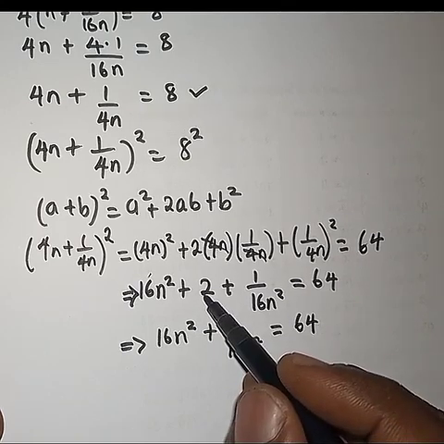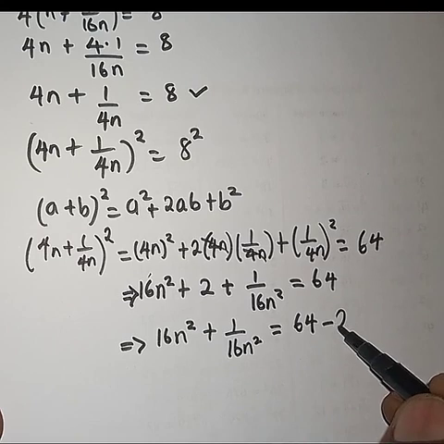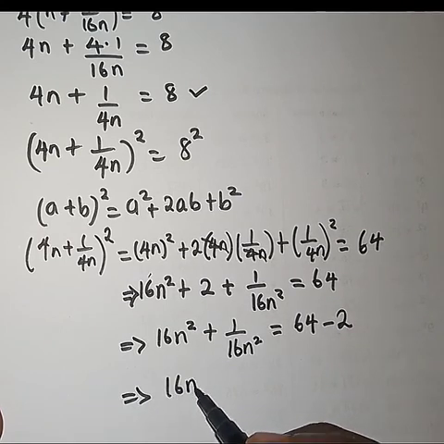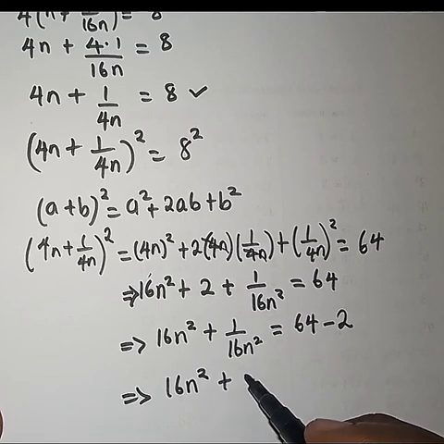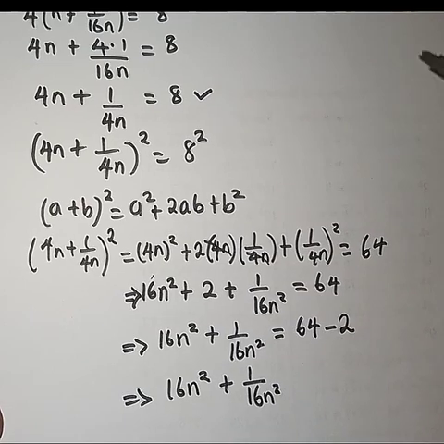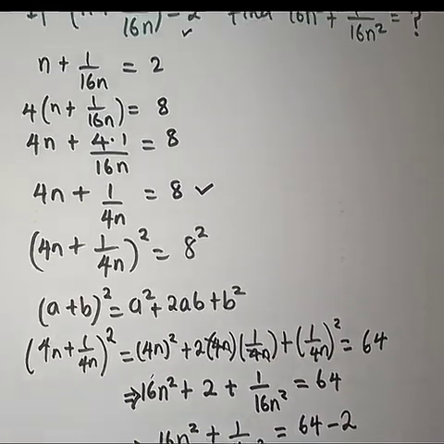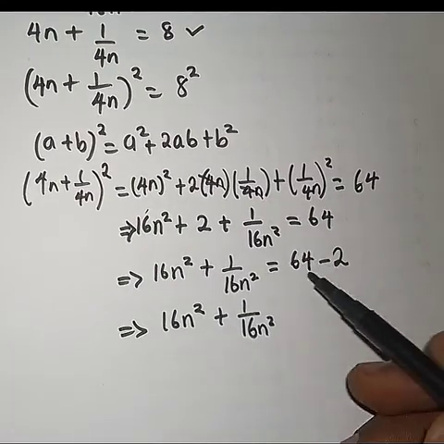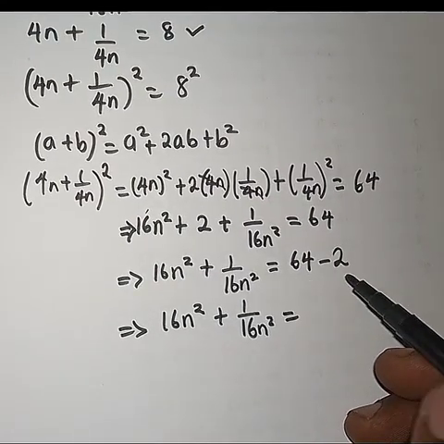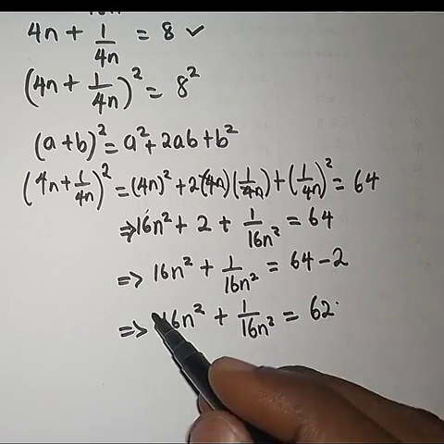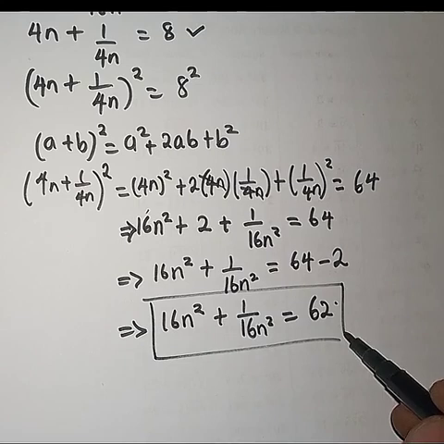Now try to transpose this 2 to the other side. We have minus 2, so we have 16n squared plus 1 over 16n squared. You can see that is what we are actually looking for. So this is going to be equal to 64 minus 2, that will give us 62. And that is the solution.